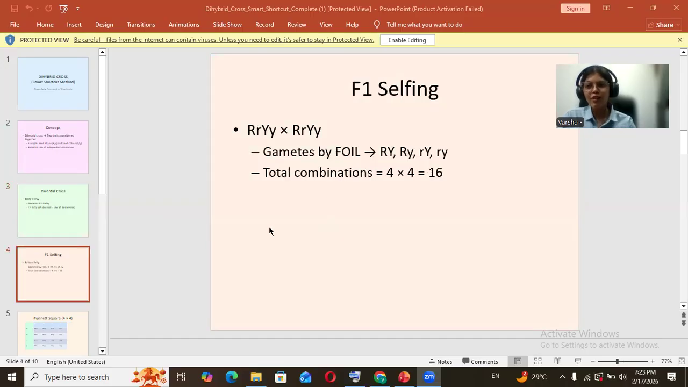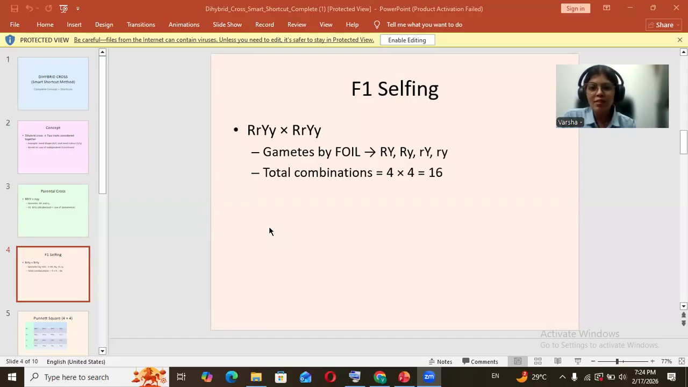Now, after F1, there will be F1 selfing to form the F2 generation. What is F1 selfing? F1 selfing is crossing the F1 genotype with the F1 genotype. So here, RrYy is crossed with RrYy. And all the F1 generation has the phenotype of round and yellow seeds.